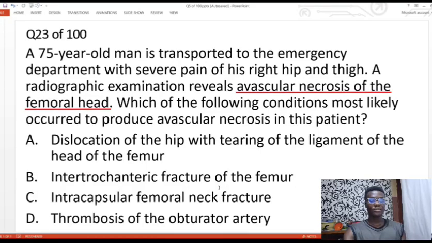Option B, intertrochanteric fracture of the femur. Intertrochanteric fracture of the femur will not affect the blood supply to the head and the neck of femur, although it is going to cause issues. That is, the muscles attached there are going to be affected, but avascular necrosis of the femoral head is not a direct consequence of the intertrochanteric fracture of the femur.